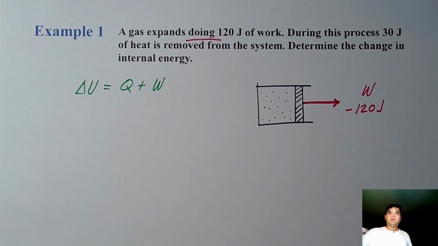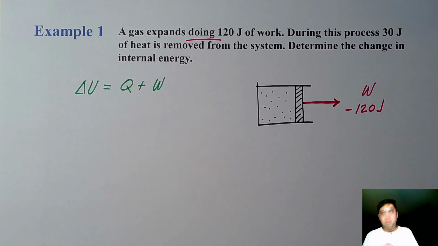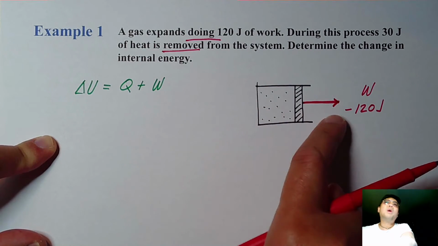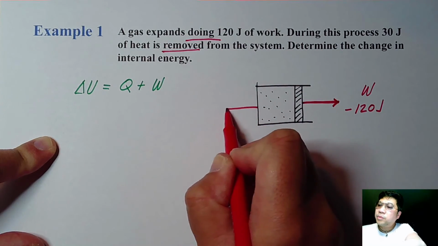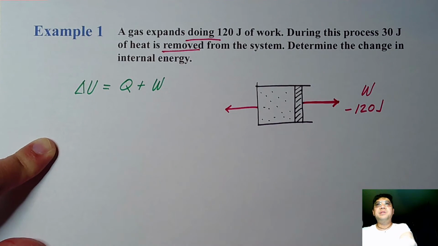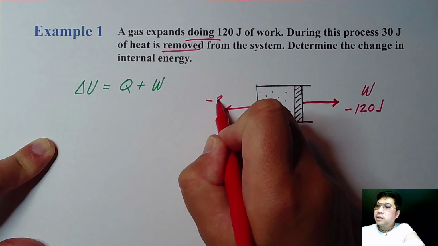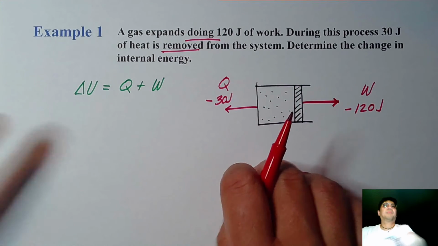Now, on the other hand, during this process 30 joules of heat is removed. This one is very easy to remember because it's being removed, so it should go away from the system. And when it's going away from the system, it should also be treated as negative. So that's negative 30 joules, and this is our heat Q.